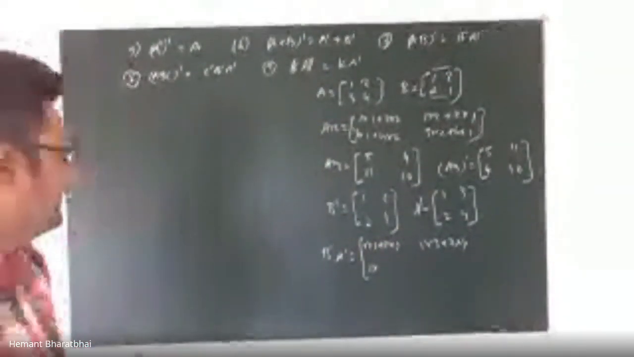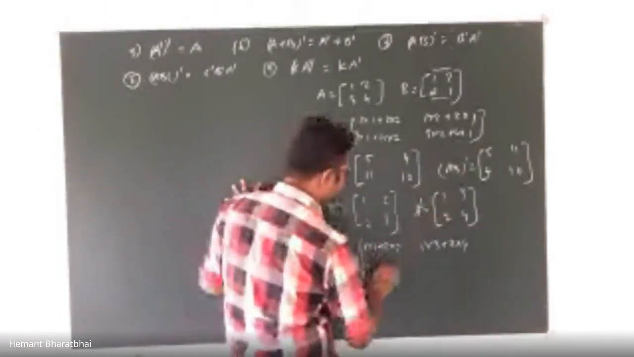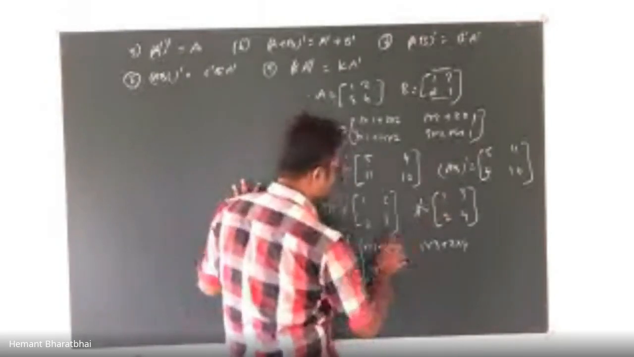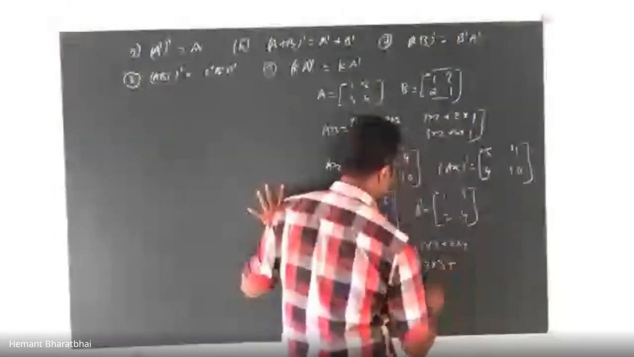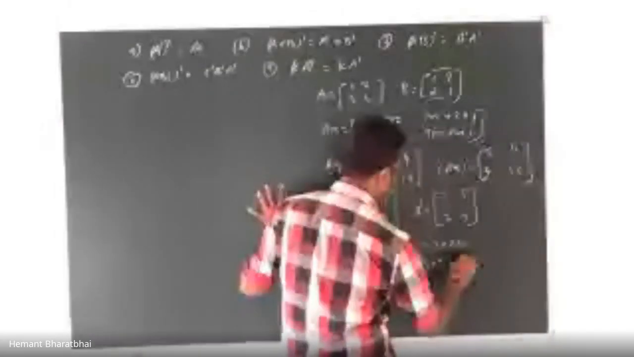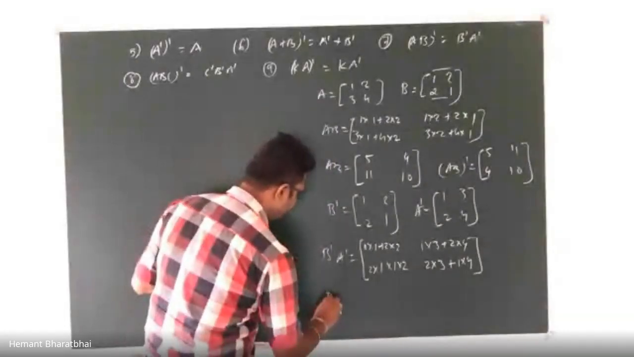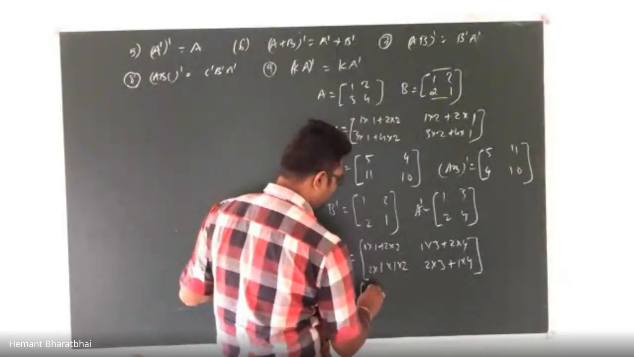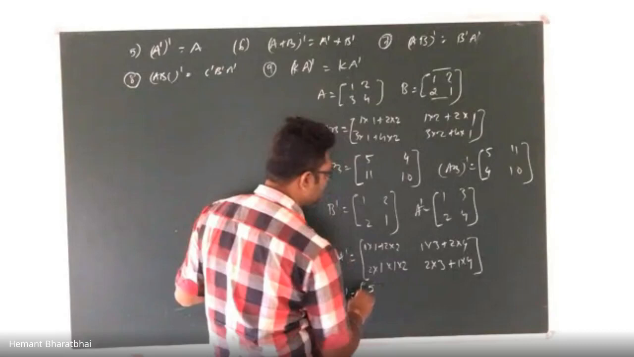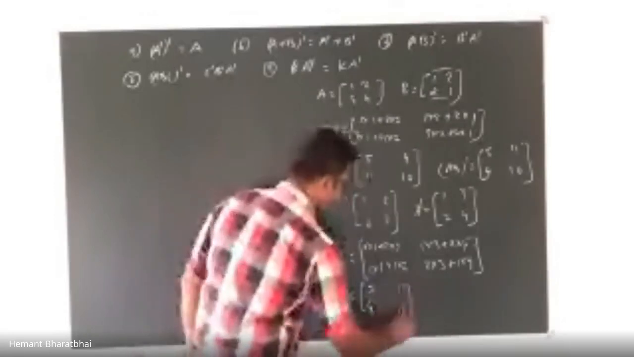Okay, then let's solve this B transpose into A transpose. The second row into first column, the 2 into 1 plus 1 into 2. And second row into second column, the 2 into 3 plus 1 into 4. Okay. So I get B transpose into A transpose is equals to 1 plus 4 that is 5, 3 plus 8 that is 11, 2 plus 2 that is 4, 6 plus 4 that is 10.